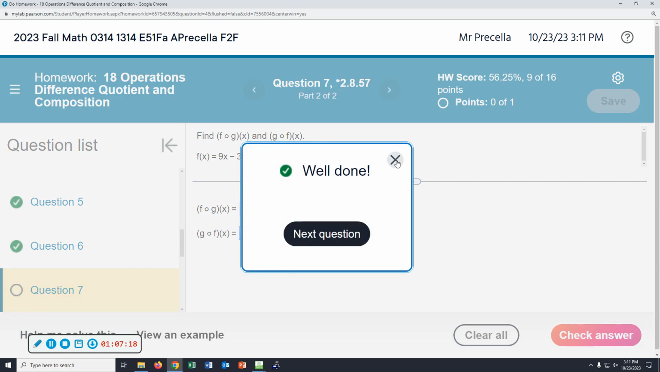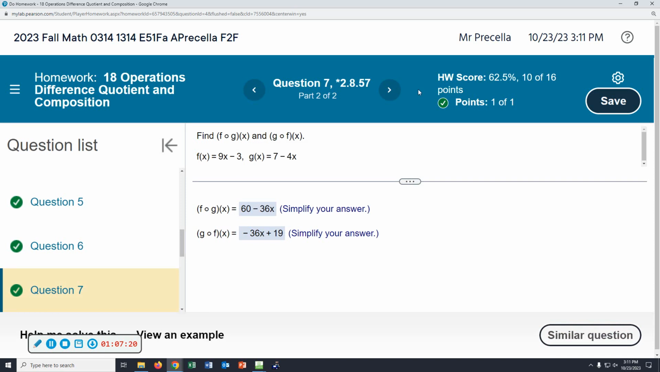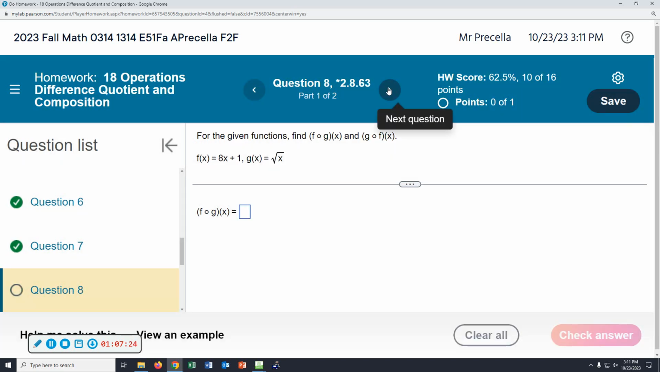Any questions, Steve? Just repeated function notation. Let me see. Number 8. F of x is 8x plus 1, and g of x is the square root of x.